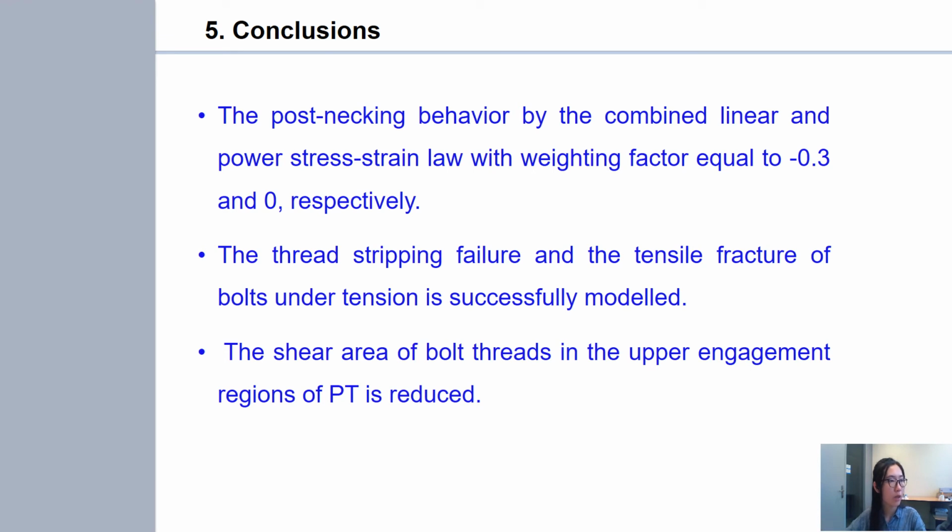The BW fracture criteria with C1 equal to 0.1 and C2 equal to 1.4 can be used to predict the thread stripping failure and the tensile fracture of bolts under tension. And the thread shear fracture plastic strain is reduced as the thread rolling process introduces larger plastic strain in the thread regions. And for PT bolts with thread stripping failure, the shear area of bolt threads in the upper engagement region is reduced, as small necking occurs in the upper engagement threads due to the very short threaded length within the bolt grip.